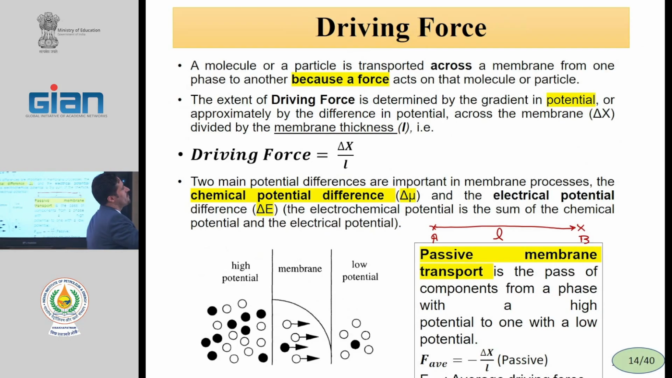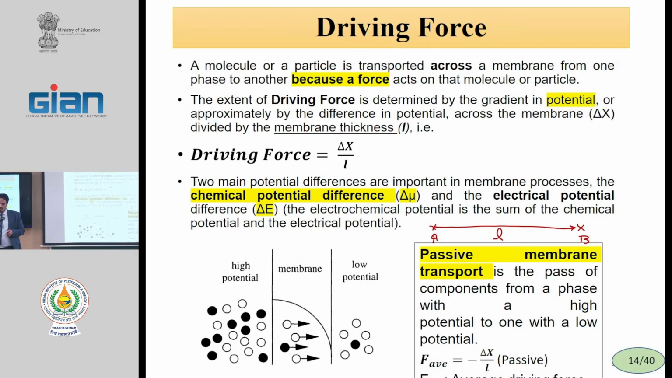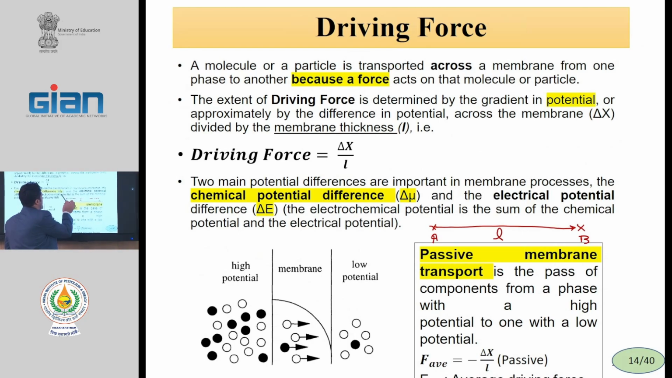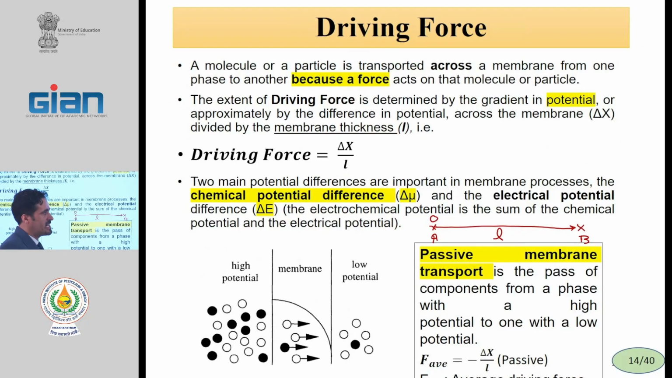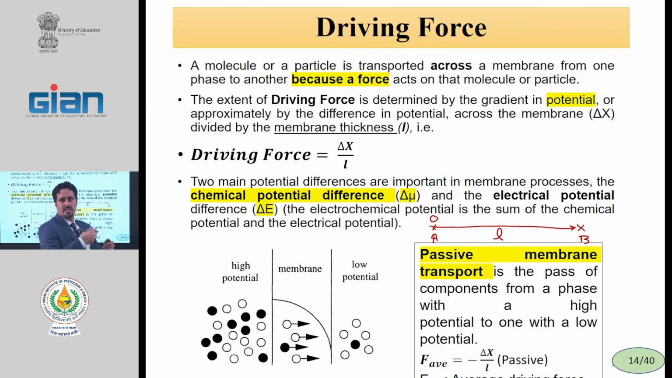And delta X is the driving agent: delta P, delta E, delta C, delta T, which is generally named chemical potential difference. For passing of a particle, a molecule, from point A to point B, we need a chemical potential difference. And this chemical potential difference can be pressure, temperature, concentration, or electrical potential.